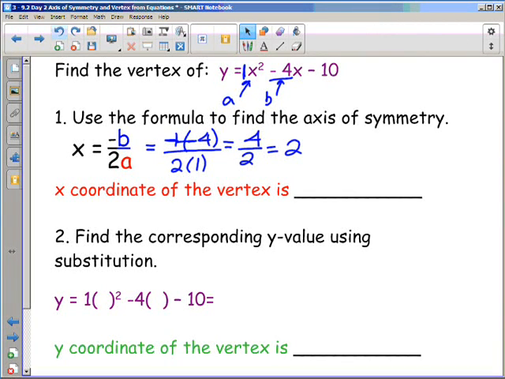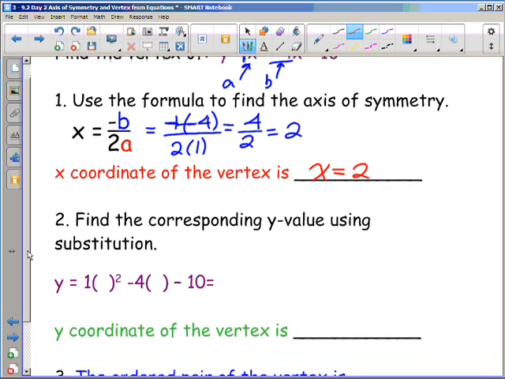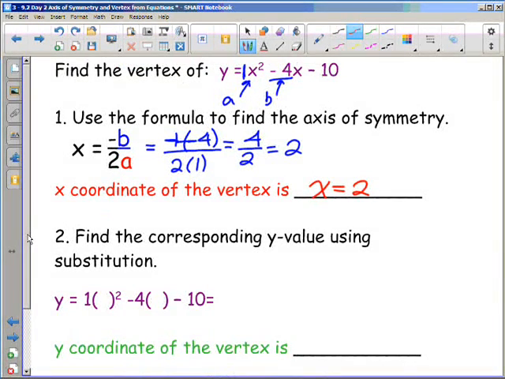So remember, when I find the axis of symmetry, it's an x equals, so my x-coordinate of my vertex must be x equals 2. Next step, I go back to my original equation, x squared minus 4x minus 10, and I'm going to substitute what in for x? Well, I hope you're saying substituting 2 in for x. So 2 squared is 4. 4 times 1 is 4. 4 times 2 is 8. Subtract 10.